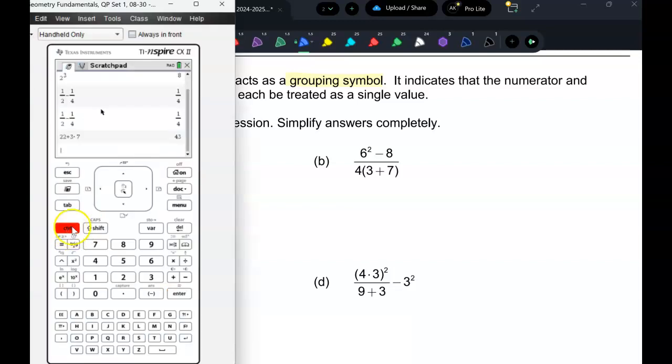We can just do a fraction bar, and I can do 6 plus 4 over 3 squared times 4. And take a look. It will do all the work and even reduce it for you. Okay, so I want you to be able to check that.